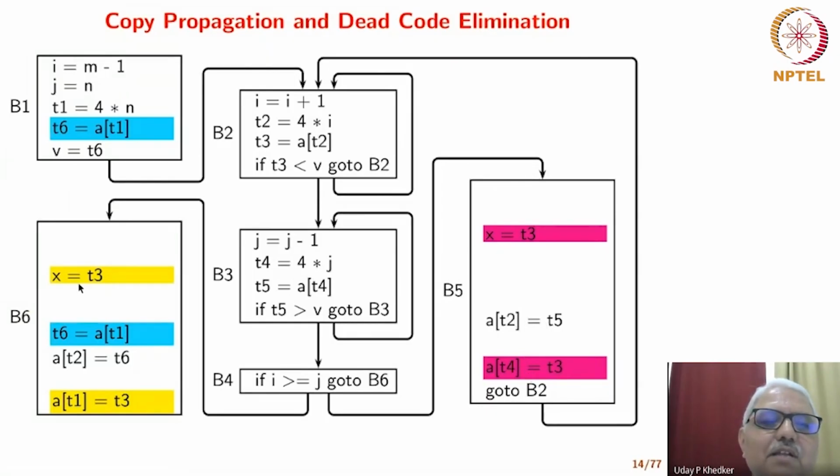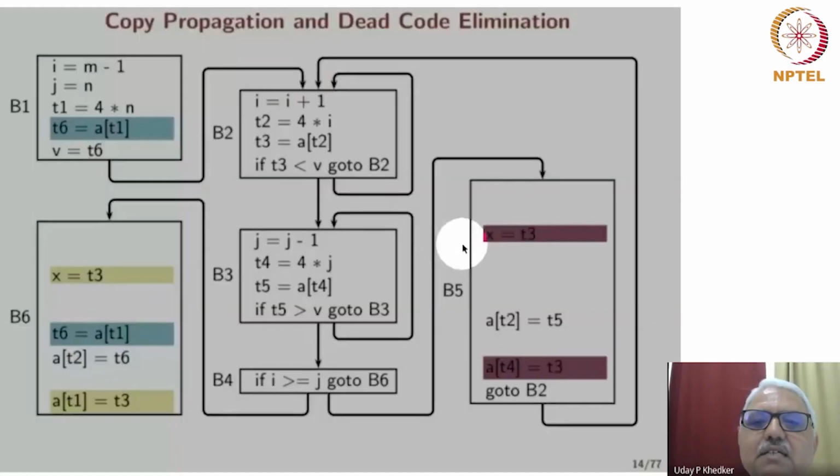Similarly, here we have replaced this X by T3. There is no use of the value of X, which means that this assignment X is equal to T3 and this assignment X is equal to T3. These two assignments are redundant. They are storing values in variables which have no further uses. We have eliminated their uses by replacing their right-hand side in the place where those variables were used.